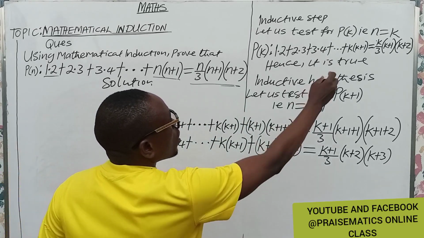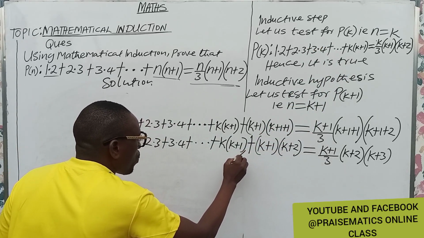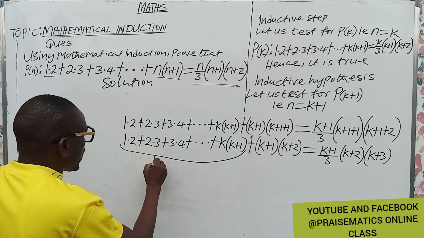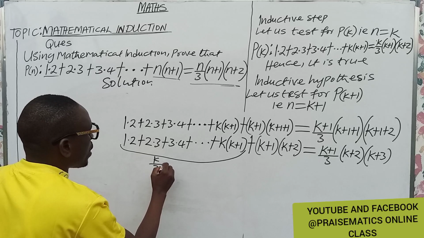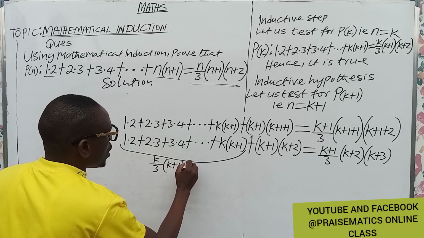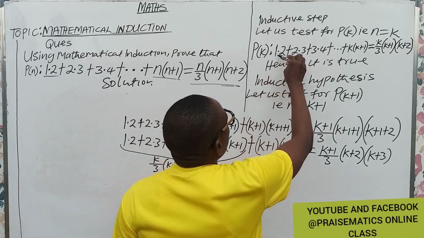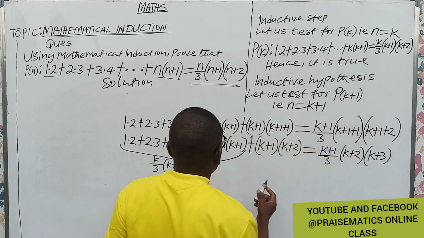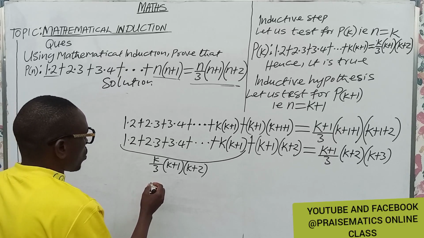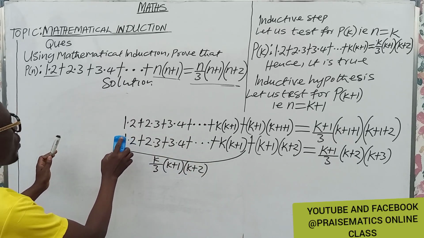Okay. From case 2, you can agree with me that this whole part up to here is equal to k over 3 into (k plus 1) into (k plus 2). Everything here is equal to this, so we have to replace it. So now let us bring out the left hand side of the equation. I hope you are done here.